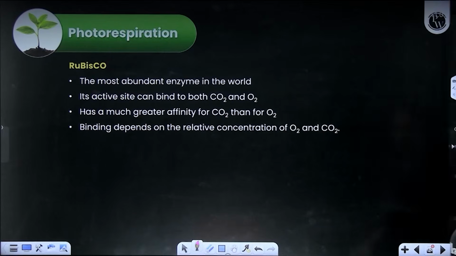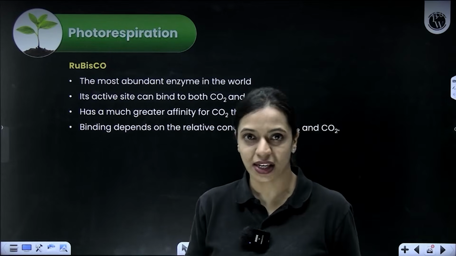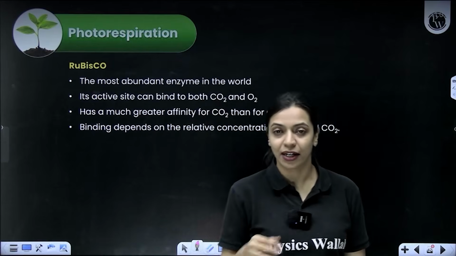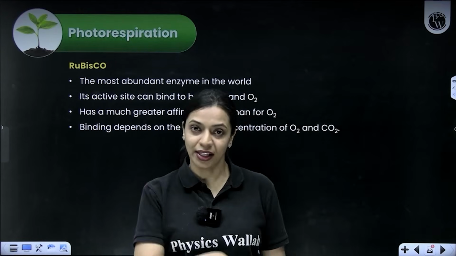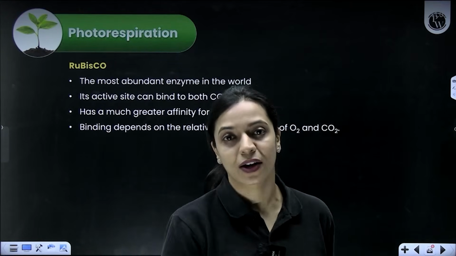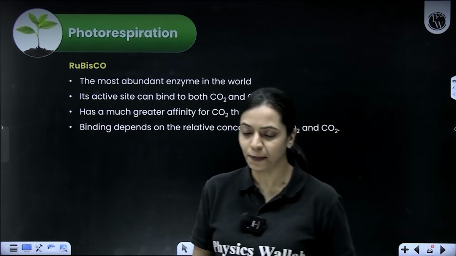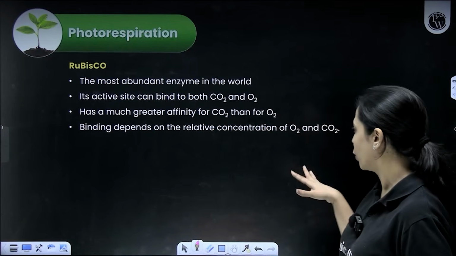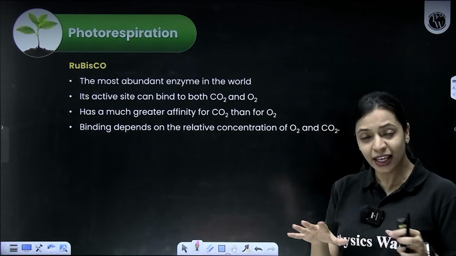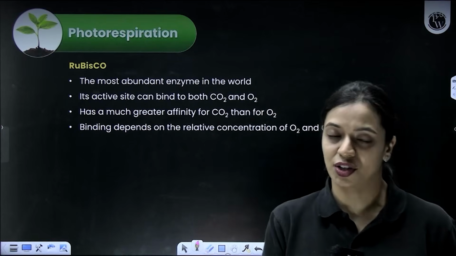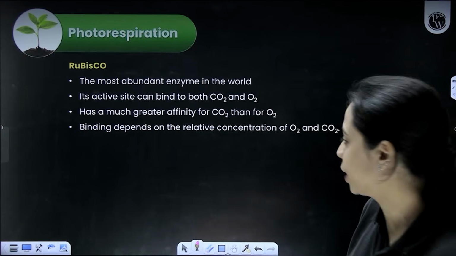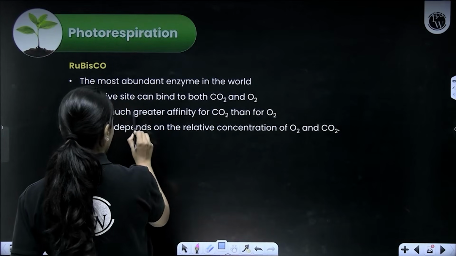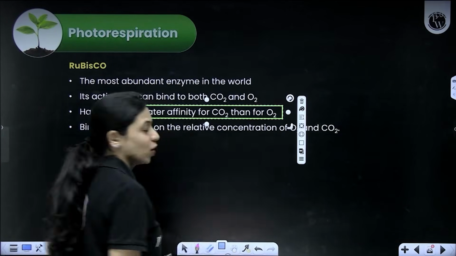Now, I told you that Rubisco is kind of choosy, it's kind of picky. In one reaction, in one active site it will bind to RUBP, but on the other active site it can either bind to oxygen or it can bind to carbon dioxide. It does not have any special preference. When carbon dioxide and oxygen are both nearly equal in concentration, it has a greater affinity for carbon dioxide than oxygen.